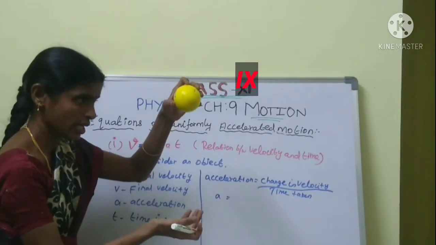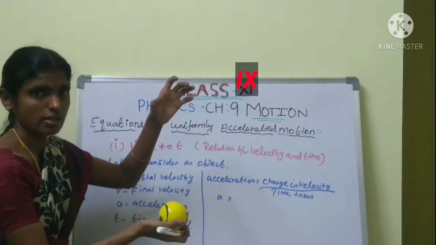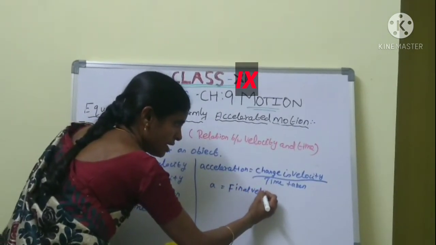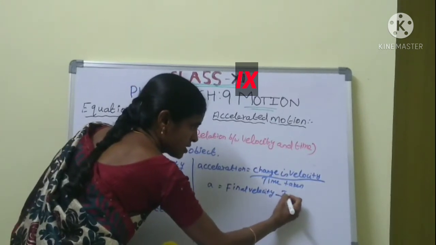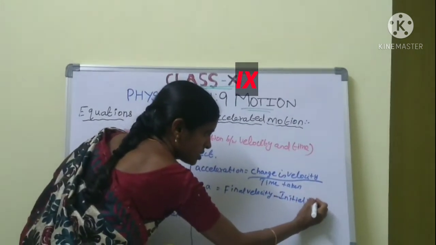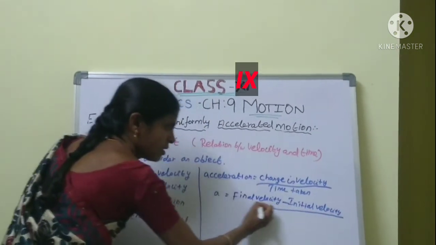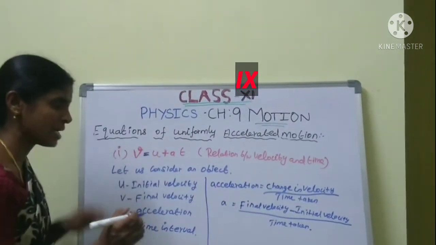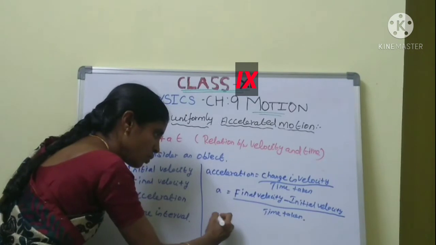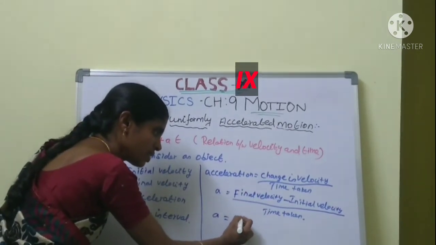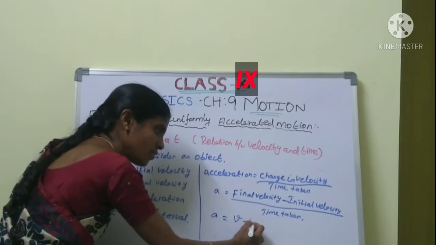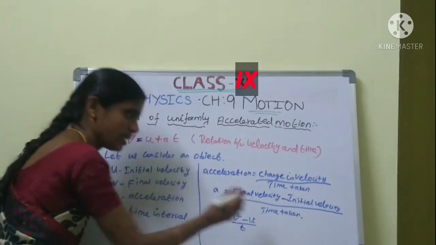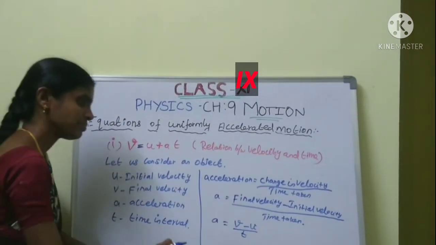Here u equal to 0, and the final velocity v has some value. So a equal to final velocity minus initial velocity by time taken. What is the final velocity? We can say small v. For initial velocity we say u. Now the time taken is t. Are you clear?